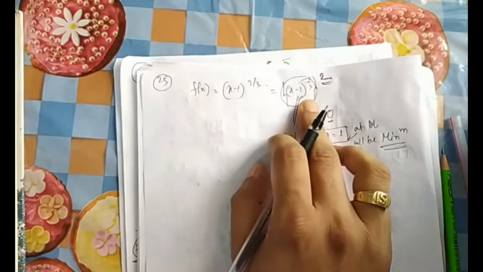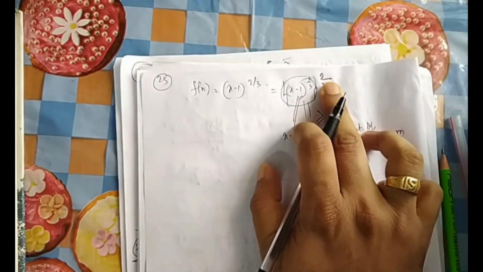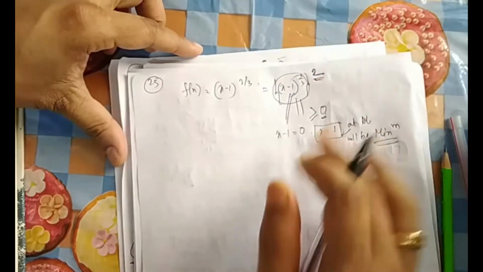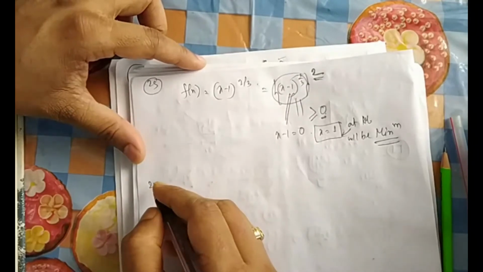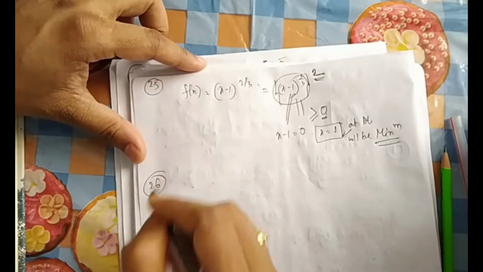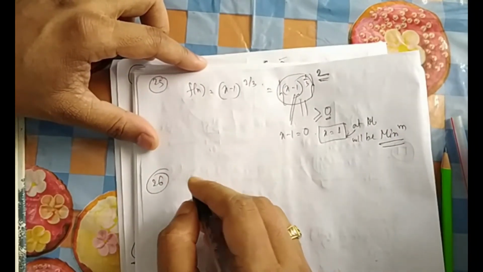So you can see this one. This is a simple square, means it will always be positive. The minimum value is directly 0. You can try with differentiation also, that will give you the same answer, but that will take unnecessary time.